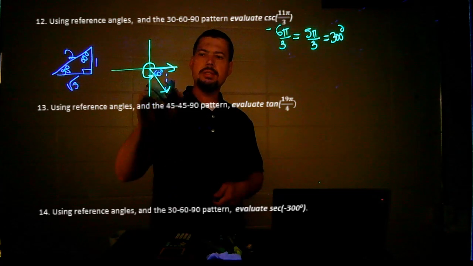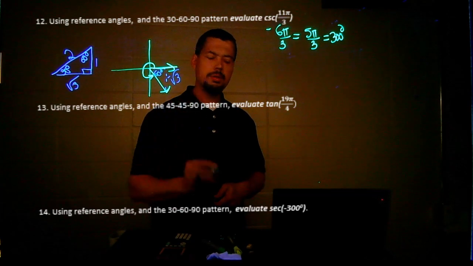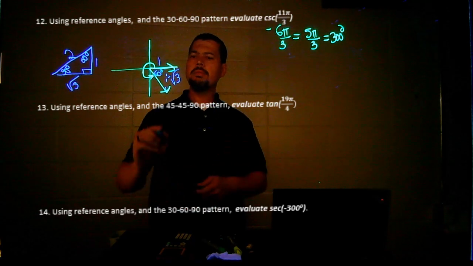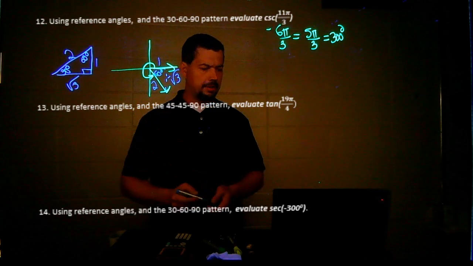Opposite of 60 is a root 3, but direction is extremely important, so it's negative. Adjacent to 60 is a 1. It's moving right, it's positive. And the hypotenuses are always positive.